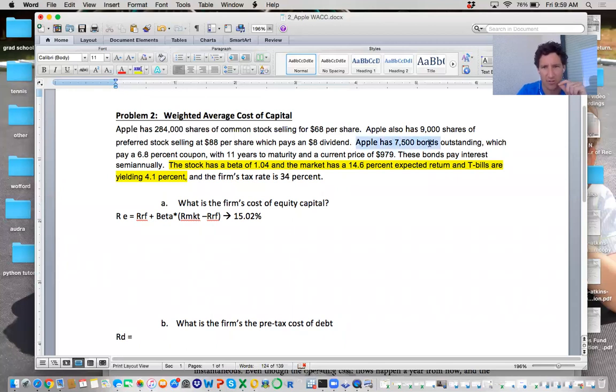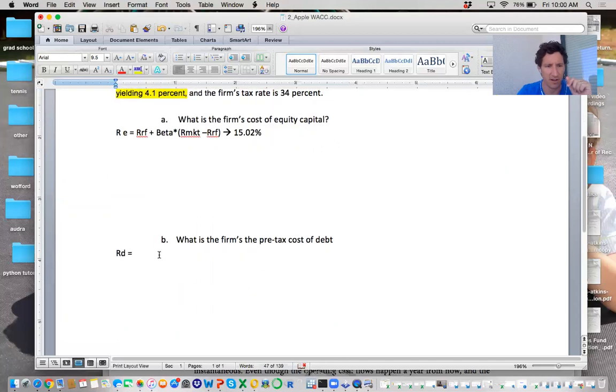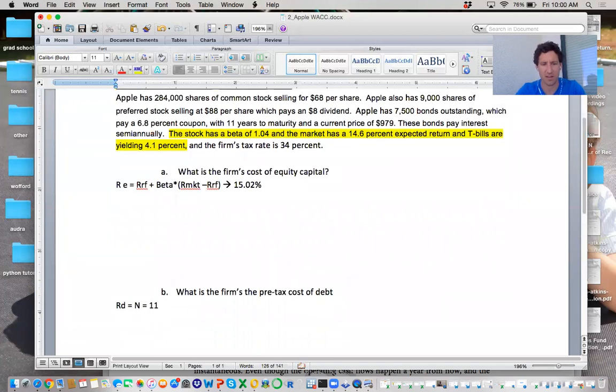Apple has 7,500 bonds outstanding. They pay 6.8% coupon, 11 years to maturity, current price of $979, and they pay interest semi-annually. Okay, so plug in all your pieces. N would be, it's 11 years, but semi-annual. So N is 22. Current price, $979. Future value, it's 1,000.